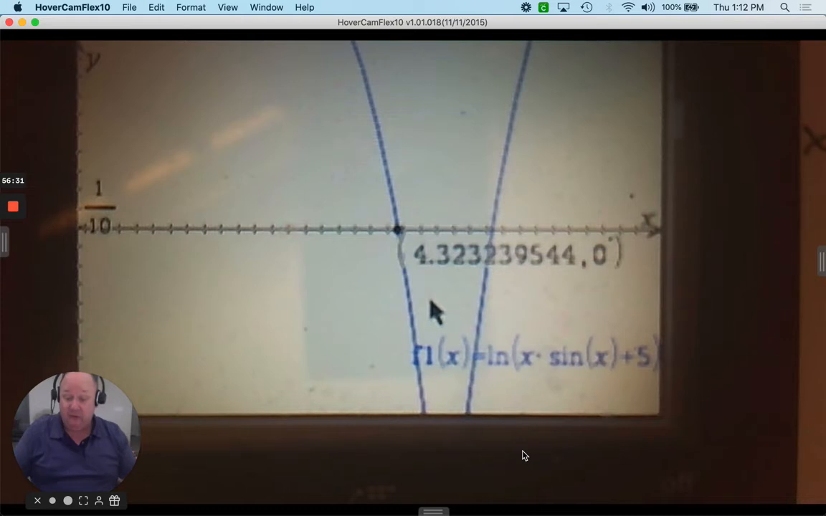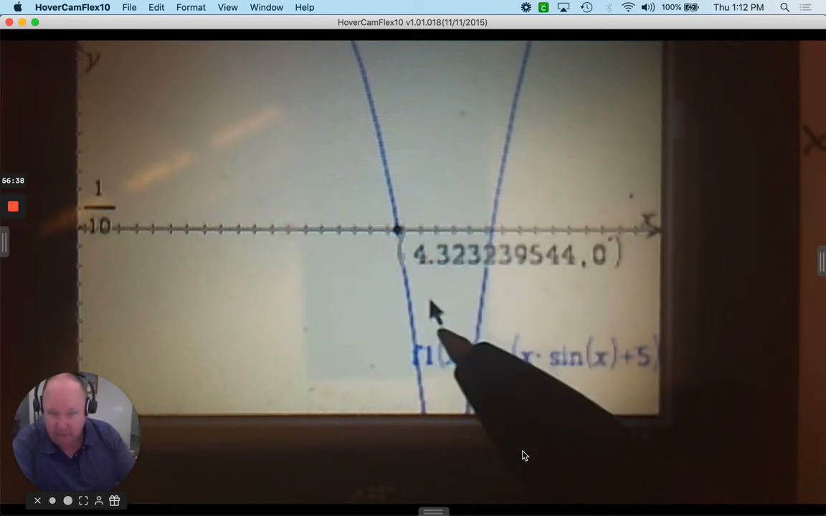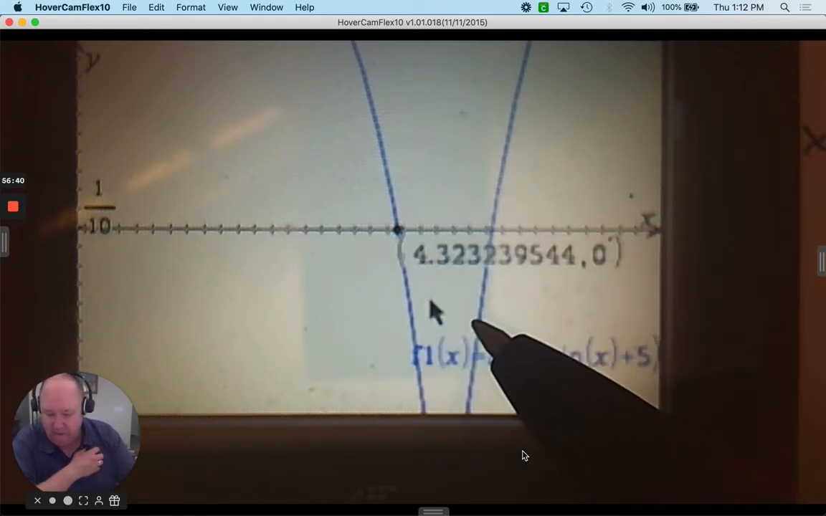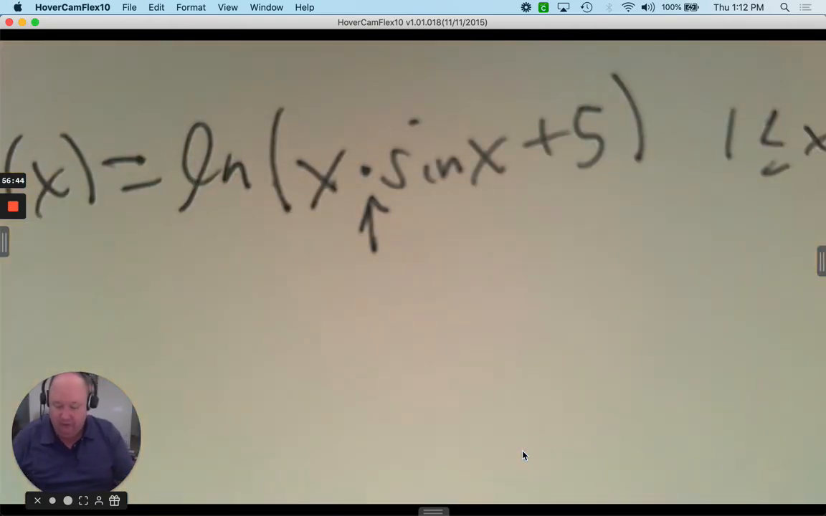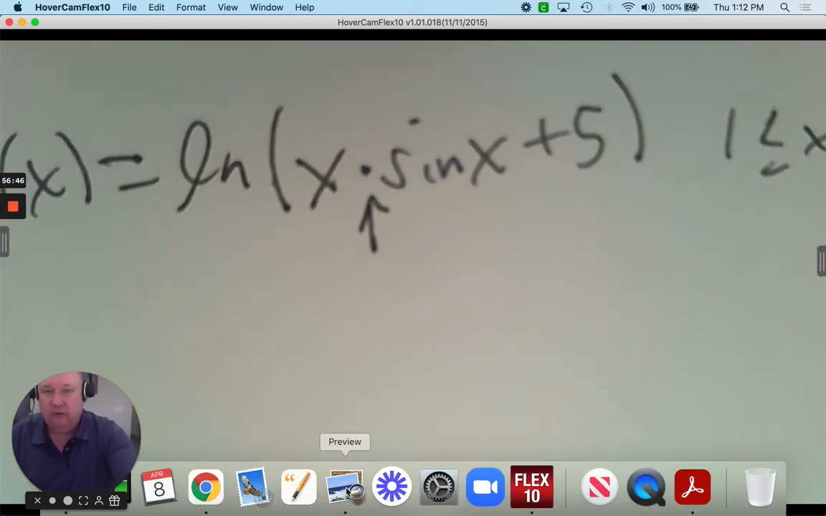So the answer to number 75 is B. You're graphing it and finding where it is negative, below the axes. That's where it's decreasing. All right, number 76. For number 76, try it first.